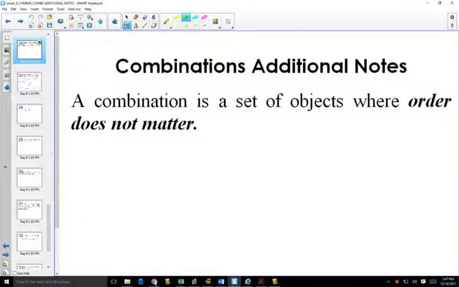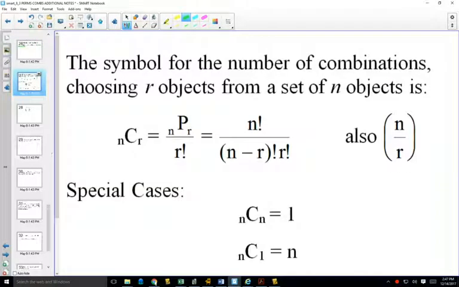The key thing for combinations, unlike permutations, is the order doesn't matter. You've already seen the formula, except here there's not supposed to be a line. That's just the other notation.